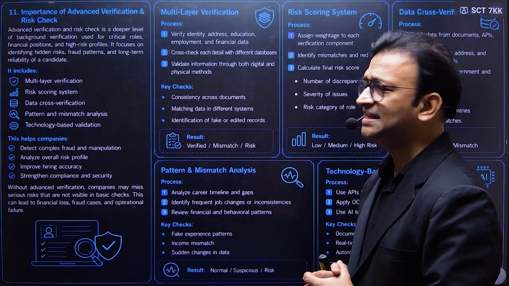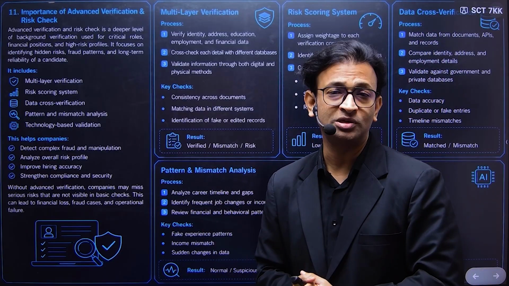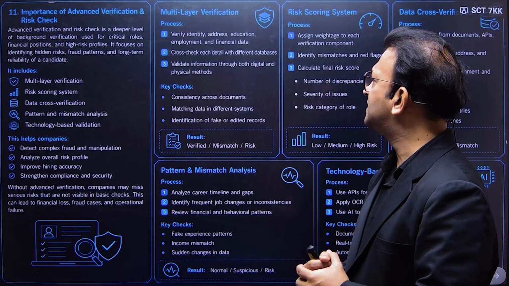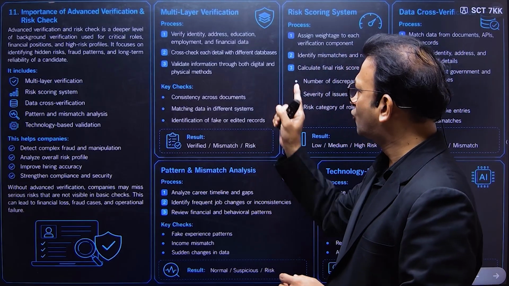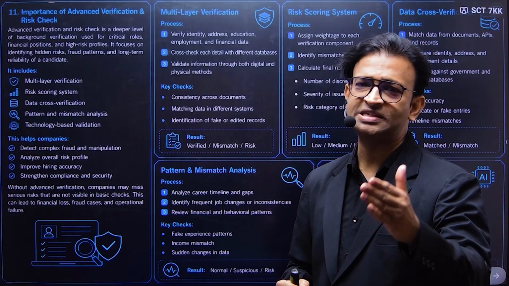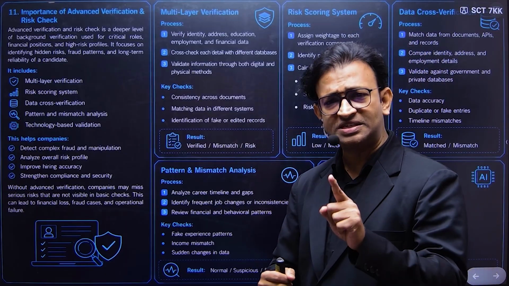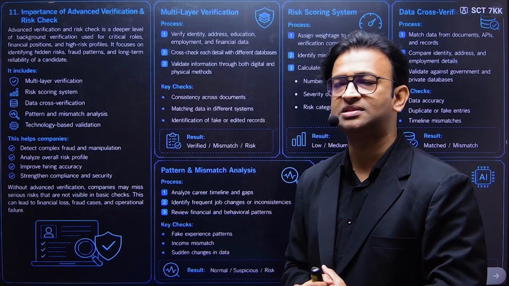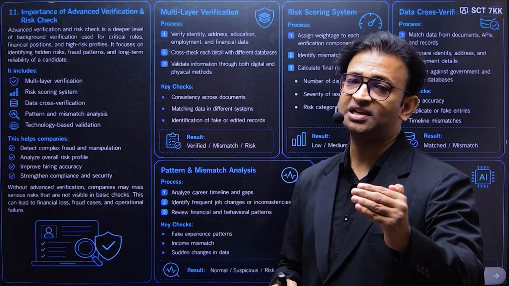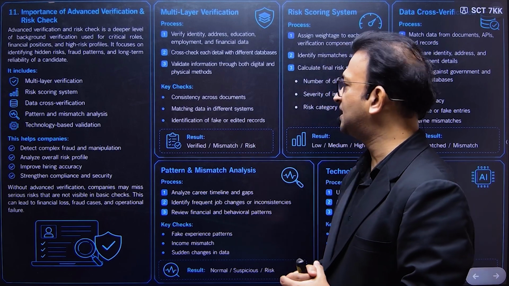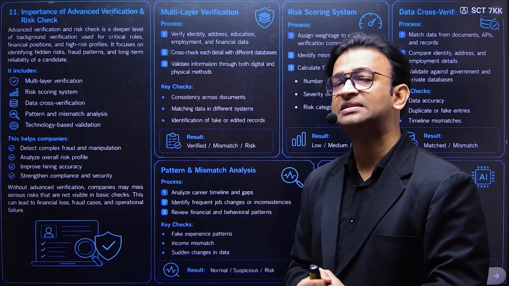What is multi-layer verification? It happens in several layers. Let's talk about the process. Verify identity, address, education, employment, and financial data. Cross-check each detail with different sources and other databases. Validate information through both physical and digital methods. Key checks: consistency has to be maintained across documents, matching data in different systems, identification of fake or manipulated records.